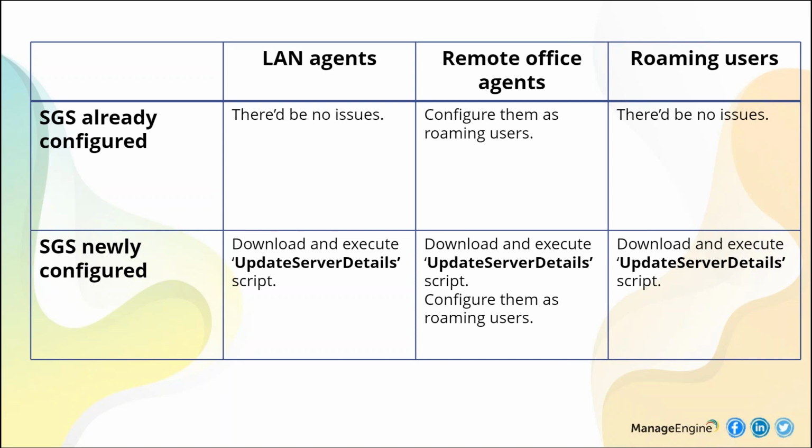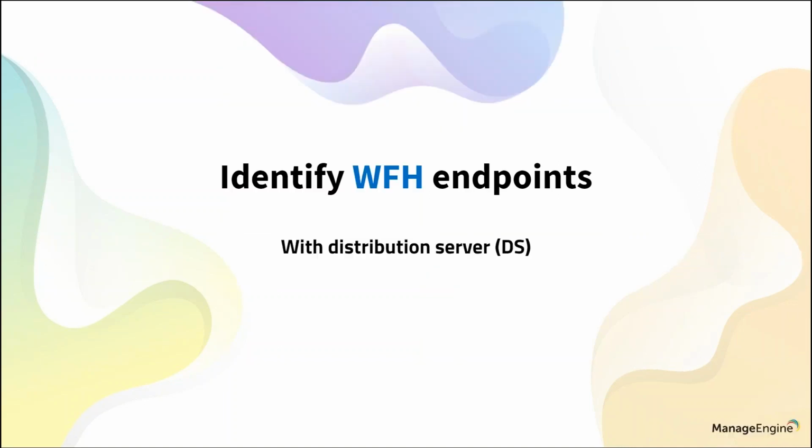Moving on, we have ensured that all the work from home endpoints are managed. Now, the next step would be to identify work from home endpoints for easier management. For identification, let's talk about two cases, one with the presence of a distribution server and the other without a distribution server, or direct communication with the Desktop Central server.